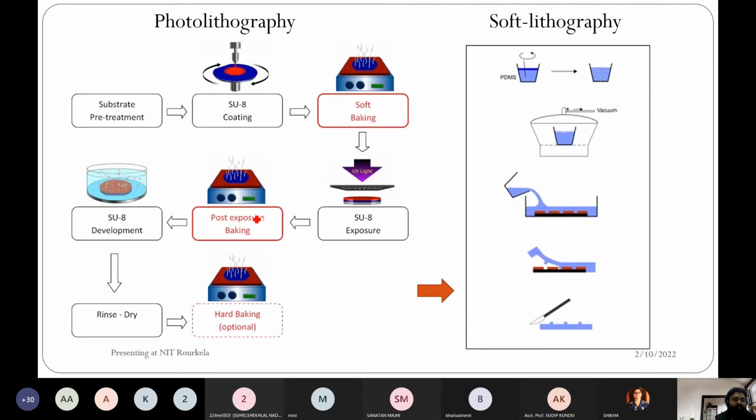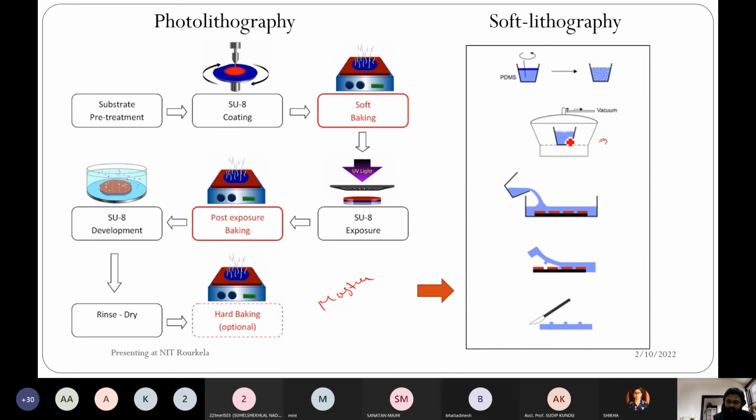You can see here the complete process of how the development of the microfluidic device generally takes place. Initially photolithography develops a master on a silicon wafer. Then you follow the soft lithography procedure: mix the PDMS, and you will find some bubbles inside. When you use a vacuum desiccator and apply vacuum pressure, those bubbles come out and burst.